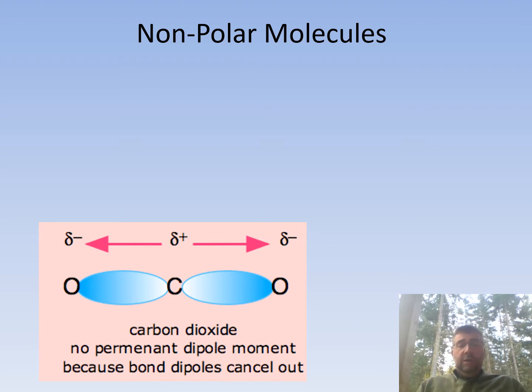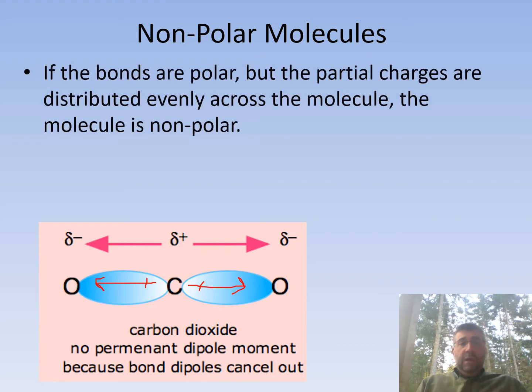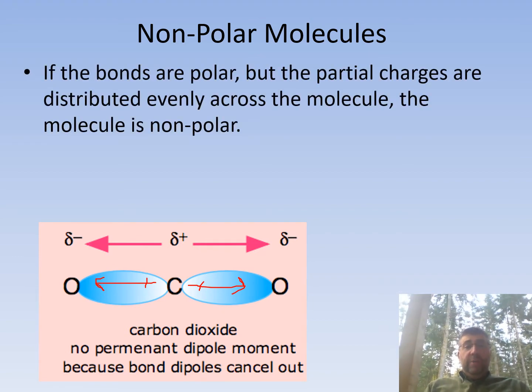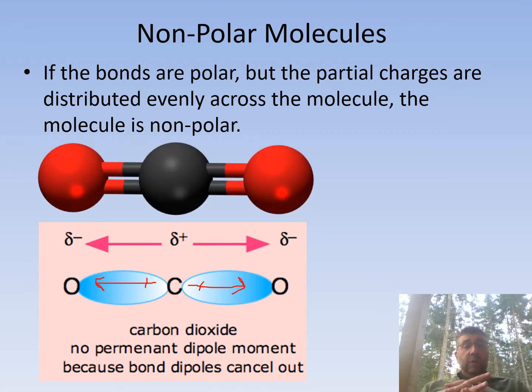Carbon is going to make a polar bond with oxygen in this direction, and that is going to result in a partial negative charge over here. It's also going to make a polar bond in that direction, resulting in a partial negative charge on that side. If the bonds are polar, but the partial charges are distributed evenly across the entire molecule, then we say the molecule is nonpolar. And so this is an example of a nonpolar molecule.